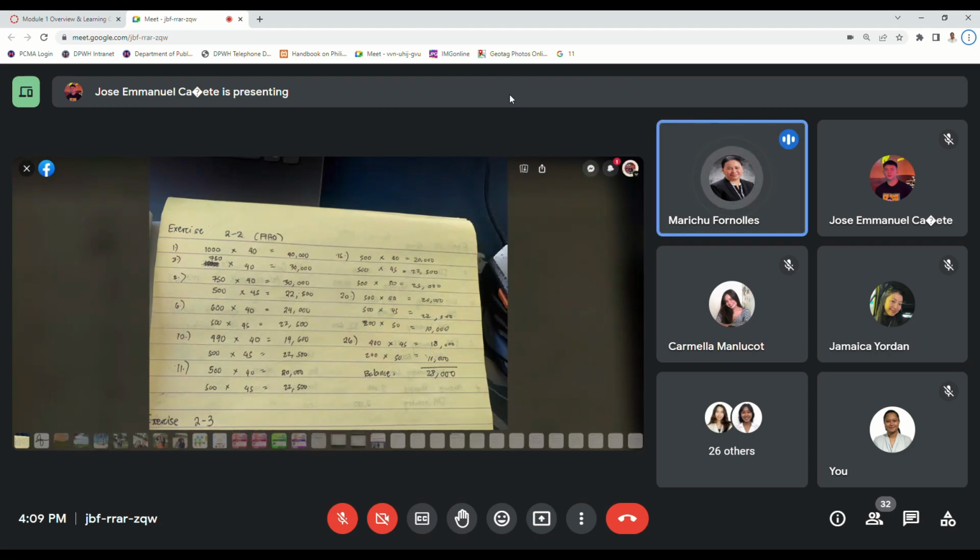You only reflected the balance column. You have no issued column and no received column. Now what if, aside from completing the material ledger card, you will be asked how much is the total cost of materials issued for the month? You cannot answer that because you don't have your complete material ledger card. You have no issued column. You only computed the balance.